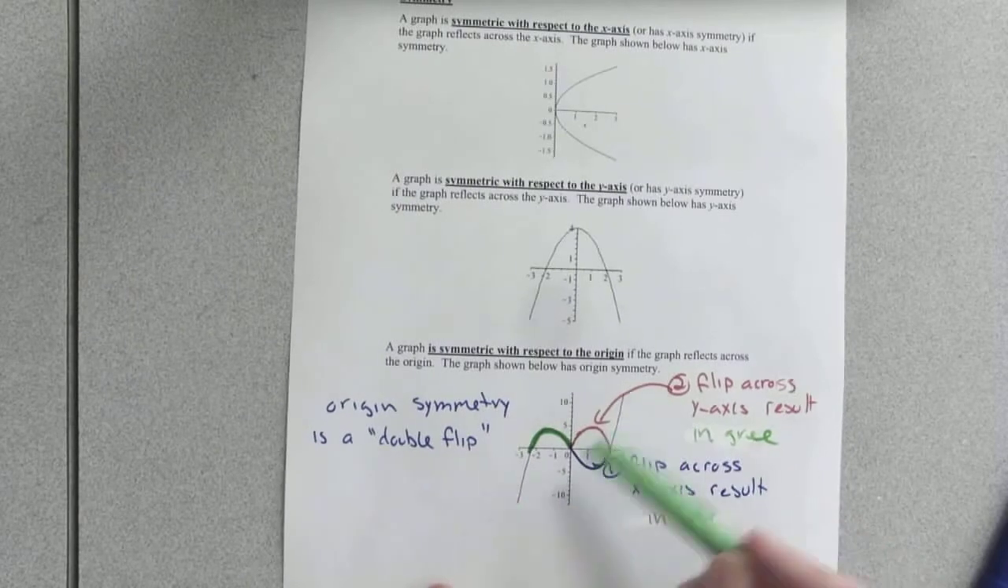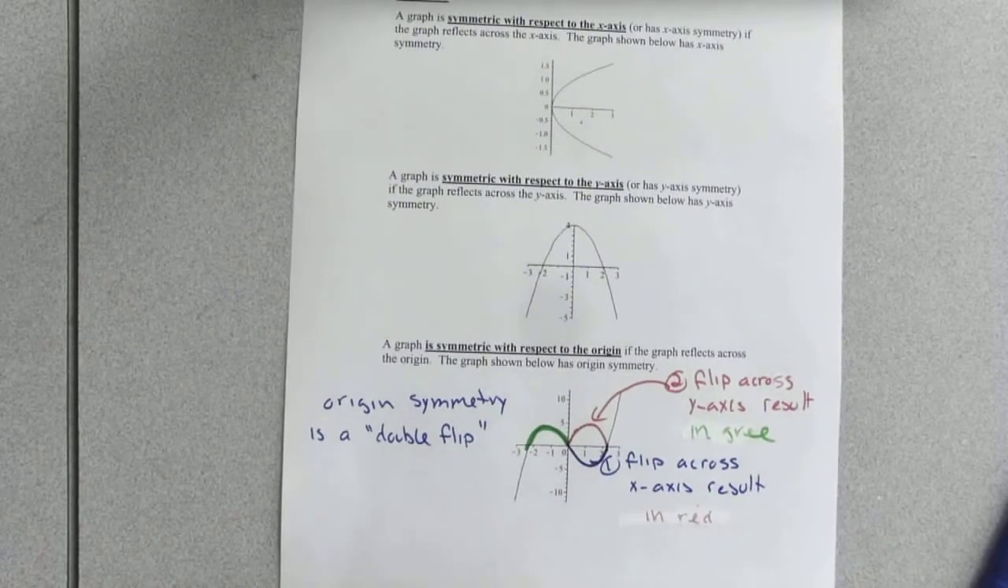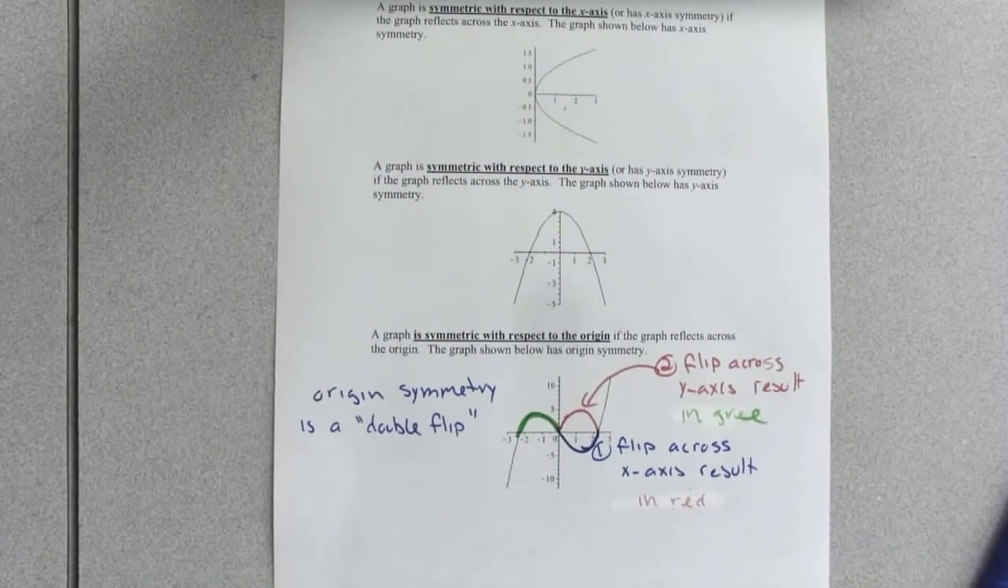And then you could do the same thing with the first and third quadrants. And it doesn't matter if you do flip across x, then y, or y, then x, but it's a double flip. Origin symmetry is that double flip. And that's how we're going to do symmetry. We're just going to look at the pictures.